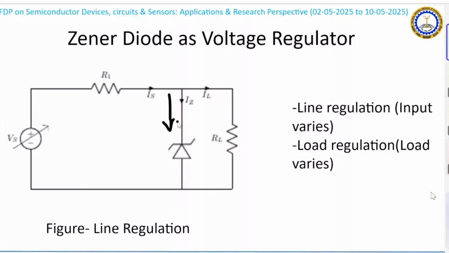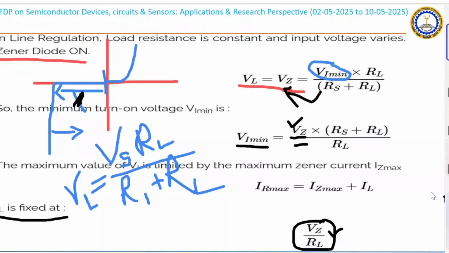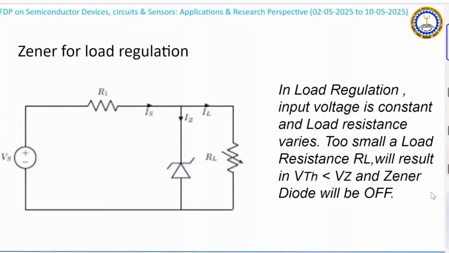That's why the current contributes towards the Zener part, and it is not contributing to IL. So Iz is actually decided by the maximum possible rating of Iz that is given to you. This is the way we will decide what my Iz can be, and from there we can figure out what my V can be.